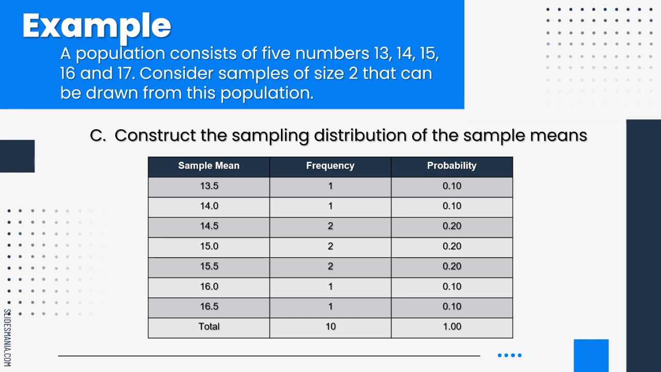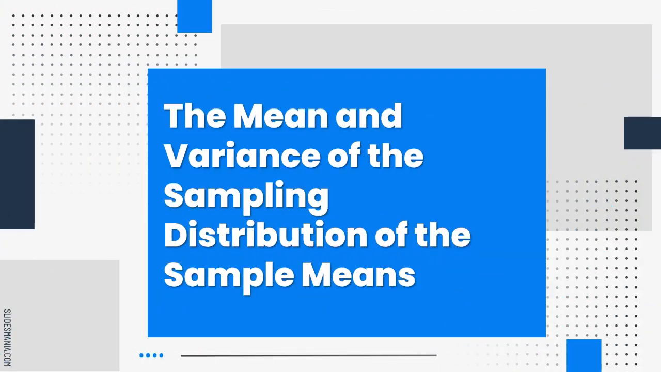For the probability of 13.5, we have 0.10. Also, 14.0 we have 0.10, 14.5 we have 0.20, for 15 we have 0.20, for 15.5 we have 0.20, 16.0 we have 0.10. For 16.5, we have 0.10, a total of 1.00. That is our probability.